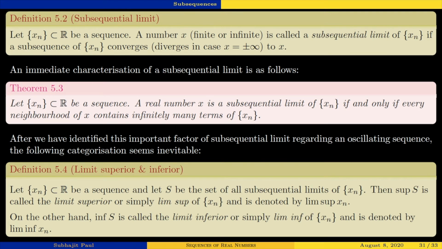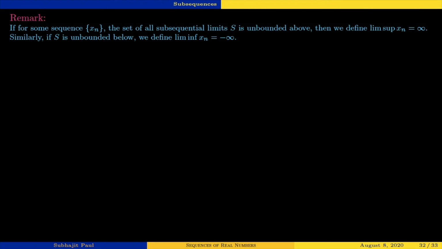So then sup S is called the limit superior, and infimum of S is called the limit inferior. Now the first question is, what happens if supremum S is infinity, or infimum S is minus infinity? That means S is not bounded. We have a solution for that. If for some sequence xn the set S of all subsequential limits is unbounded above, we define lim sup to be plus infinity. Similarly, if S is unbounded below, we define lim inf to be minus infinity.